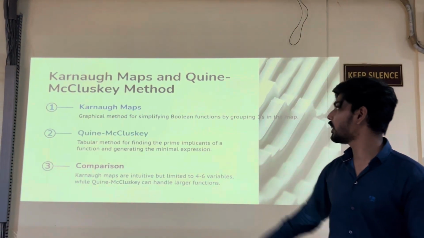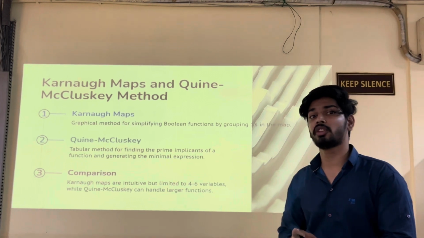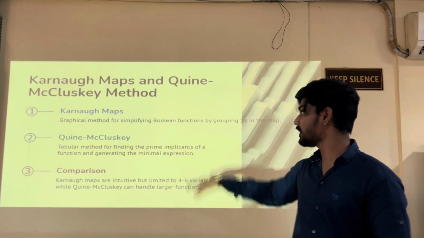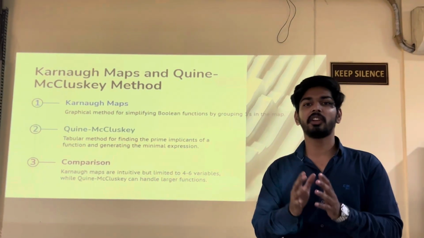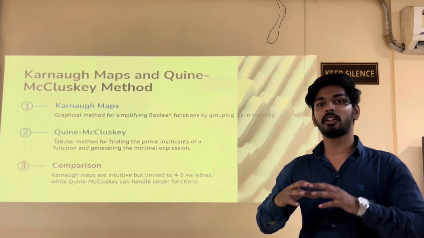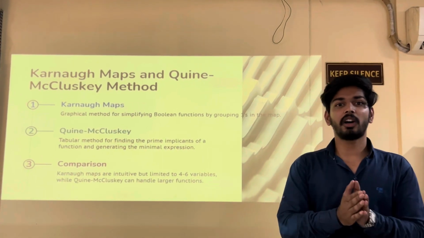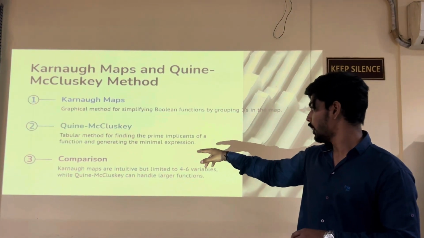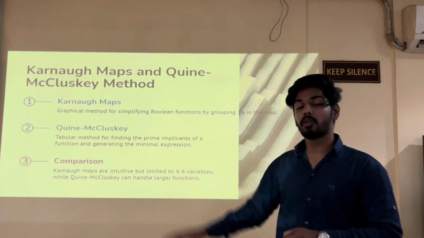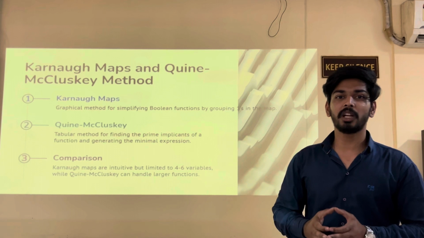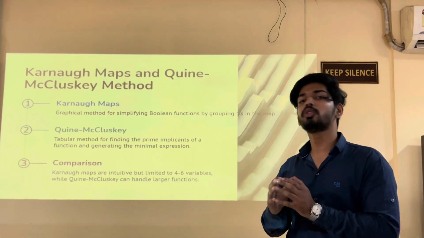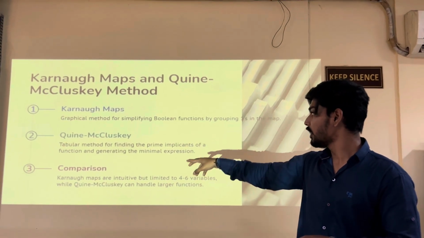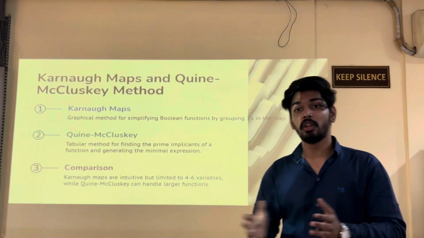Karnaugh maps are the graphical mathematical representation of those Boolean algebras. Now the Quine-McCluskey method is a tabular method. Tabular method means we represent them in a table, so the operators and the results are very clear to us. Now the comparison. Karnaugh maps are intuitive but limited to 4 to 6 variables. But in the second method, Quine-McCluskey, we can handle large functions also. Now we will move to the next slide.